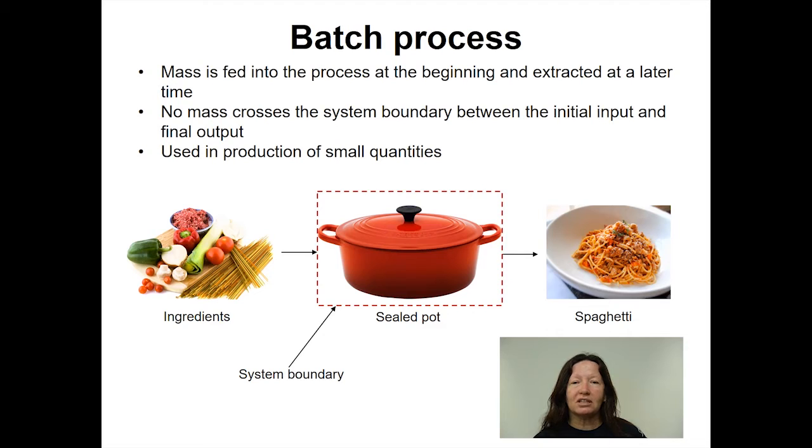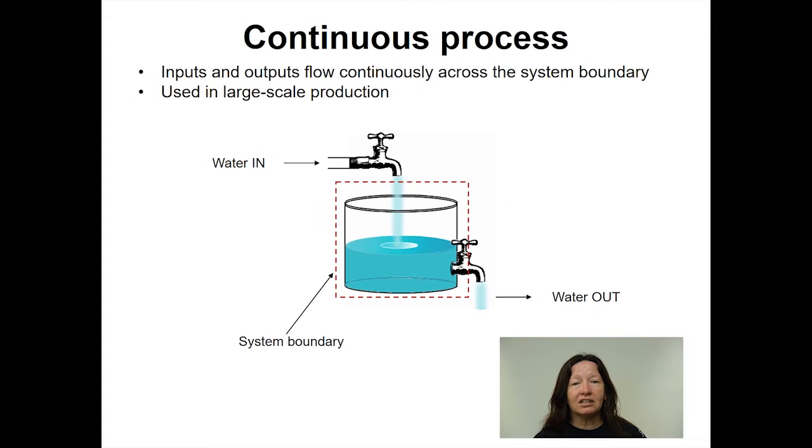Let's have a look at a continuous system. In a continuous system, as you can see here, we've got an open tap running water into the tank, but then the tank's tap is also open, allowing water to be released. So in a continuous system, you continuously have inflows and you continuously have outflows, very basically.